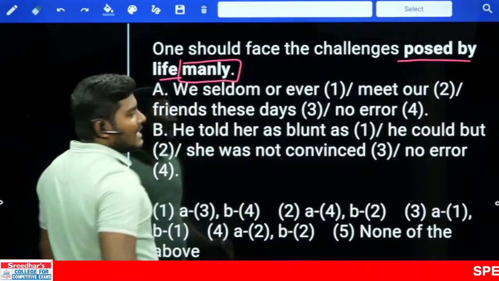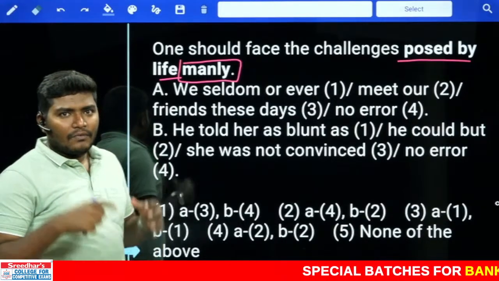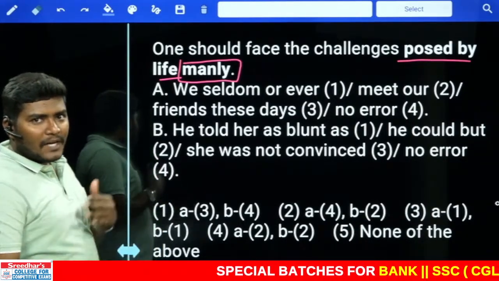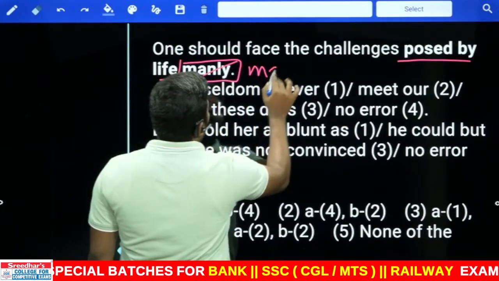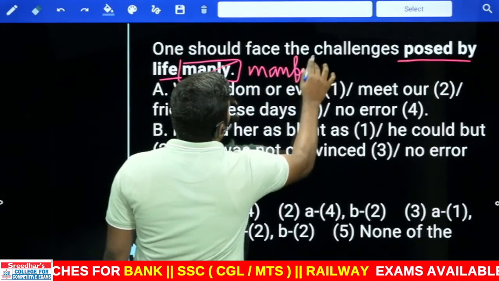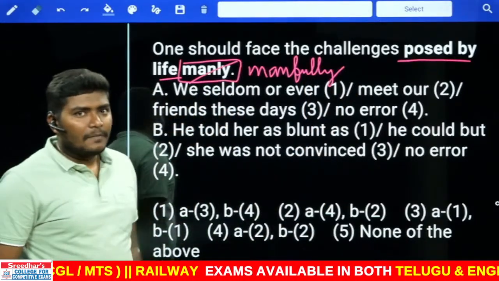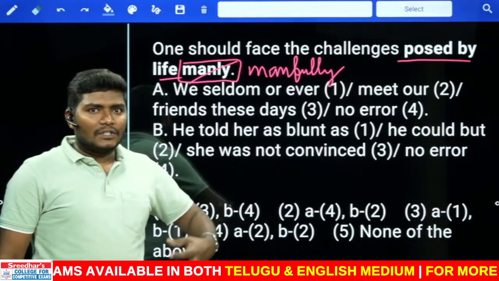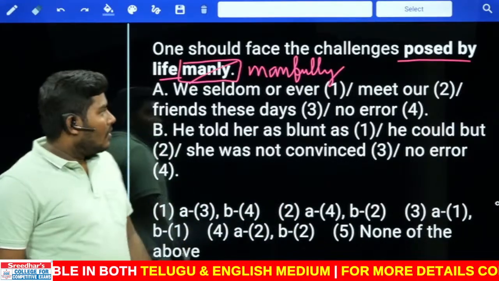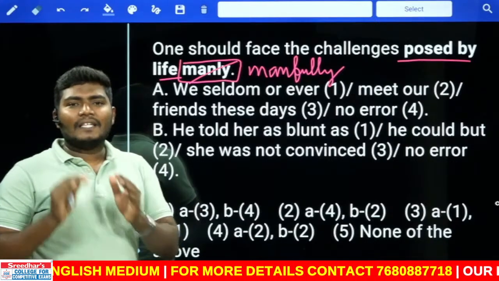Manly. Manly speaks about masculinity. Okay. But we are referring to something which is completely different word here. It is not manly. The correct word should be manfully. Manfully means bravely. Manly speaks about masculinity. If you say he is not manly, that means he is not behaving like a masculine person. When we say manfully, it has the same meaning as bravely.